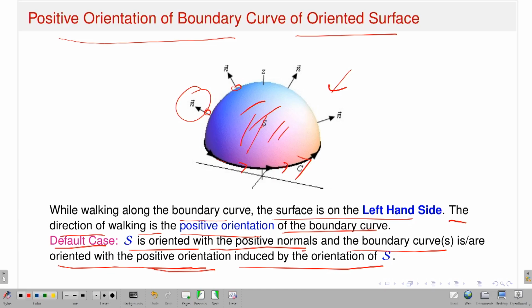So you start with a smooth surface with some orientation. Of course, the orientation I am talking about is the positive orientation, and also the boundary by default should always be in the positive orientation. That means I should go along the boundary in such a way that my surface is always on the left hand side. That is the default case I will assume.